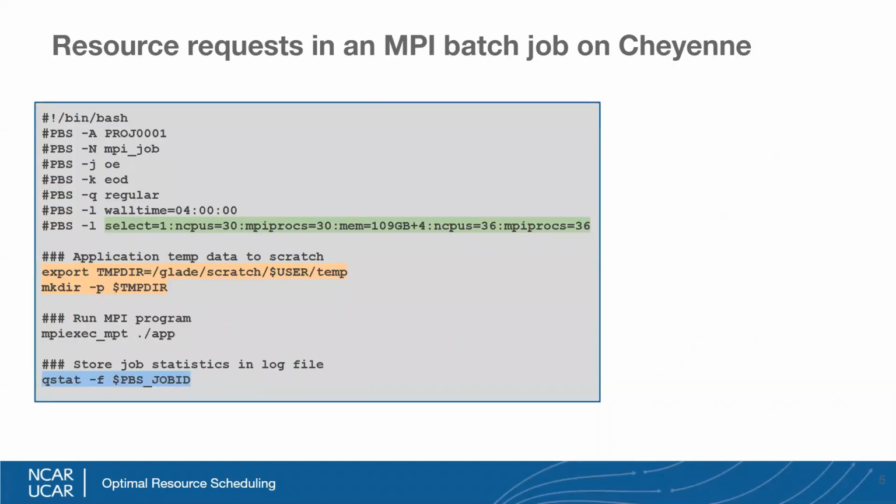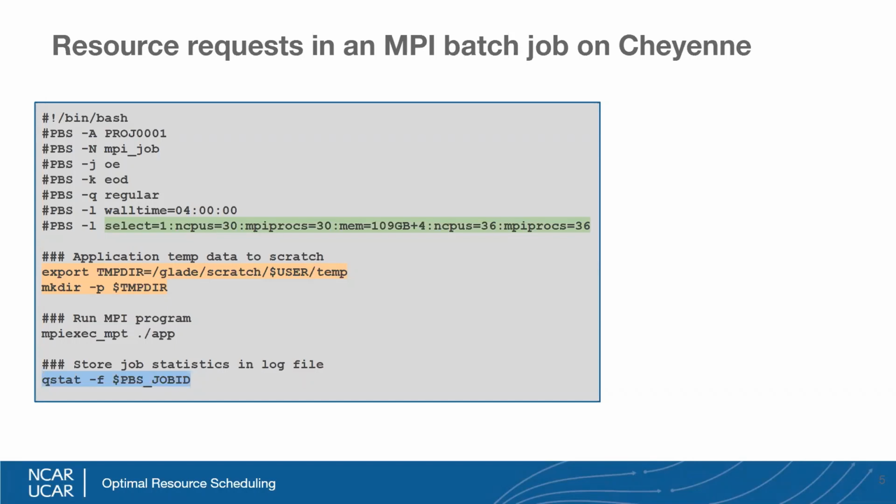Okay, so what are the things that I'm thinking about when I talk about resource requests in, say, an MPI batch job on Cheyenne? This is kind of the simpler case here. So here's a pretty simple batch script that I've written to do a resource request and then run an MPI application. Now there is a wrinkle that I have here.